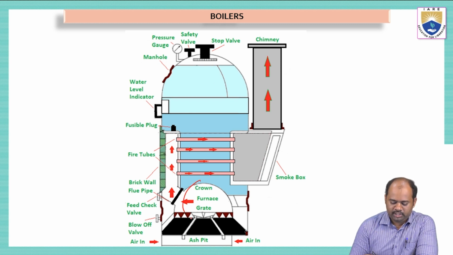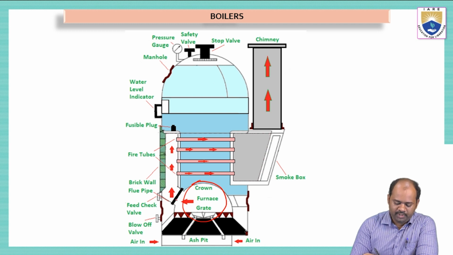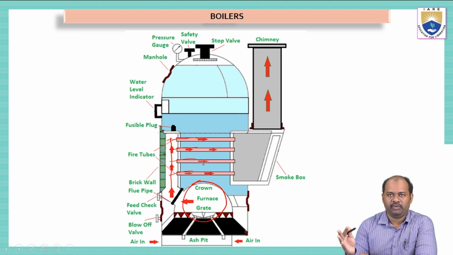So when coal is taken here and it is burned with the help of air, hot gases will be emitted. These hot gases, by opening this valve, there is a gate here. By opening this, we will allow these hot gases to enter into this chamber. So the hot gases will come here. Okay. From here, they will enter into the fire tubes. So these are all the fire tubes where the hot gases will flow.